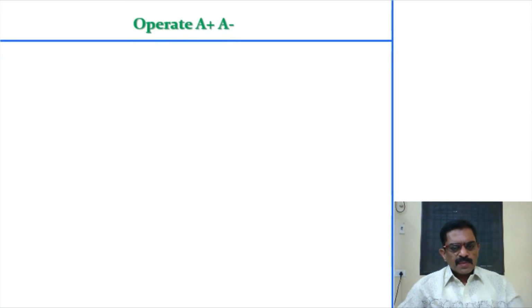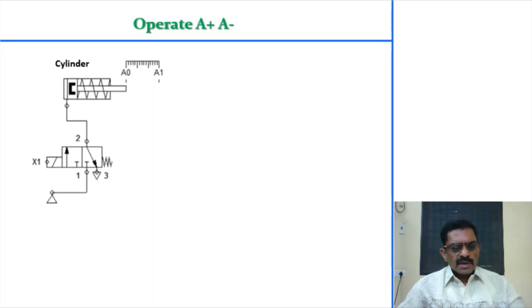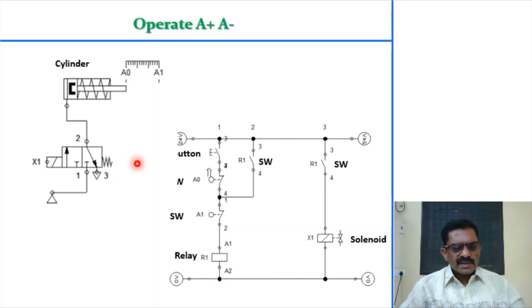And operating A plus and A minus, so it is a simple circuit. We can simulate it, and the same thing we are going to simulate using Fluid Sim software. And this is the cylinder. So A plus and A minus, only one cylinder I am using. In this case, a suitable cylinder is obviously a spring return cylinder. So there I require only one power input. So I can use a 3/2 valve. One side it is actuated by solenoid, another side it is actuated by spring return. And this is a simple circuit.